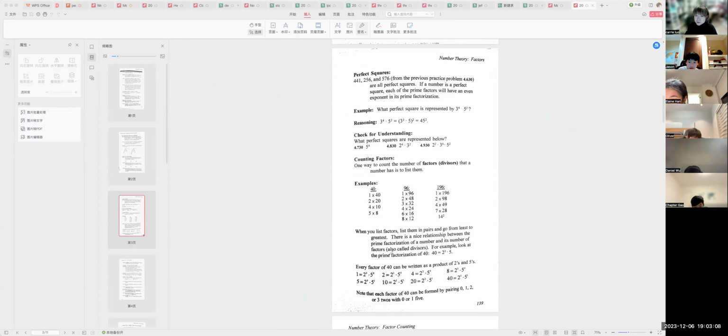For example, look at the prime factorization. 40 equals 2 cubed times 5. Okay, so if you take a look at the 2 cubed times 5, you can think 1 is one of the factors, equals 2 power 0 times 5 power 0. Right, and 2 equals what? Equals 2 power 1 times 5 power 0. And 4 equals 2 power 2 times 5 power 0. And 8 equals 2 power 3 times 5 power 0. Got it, everybody?